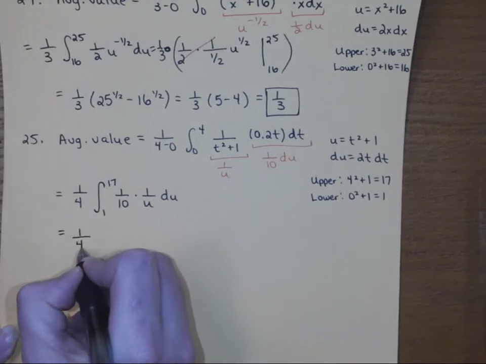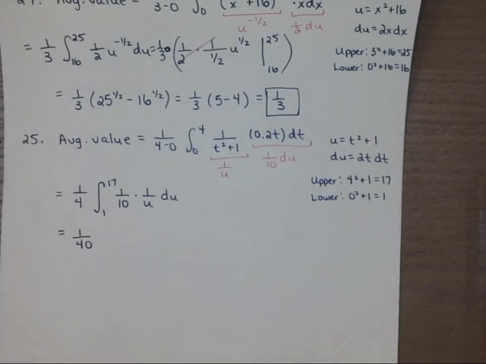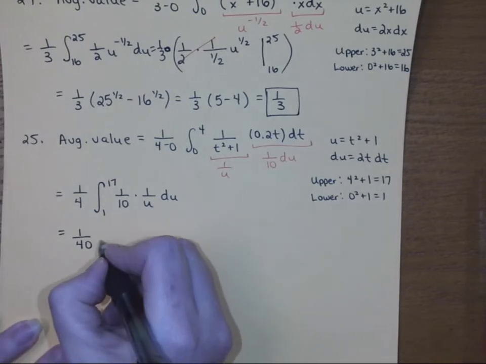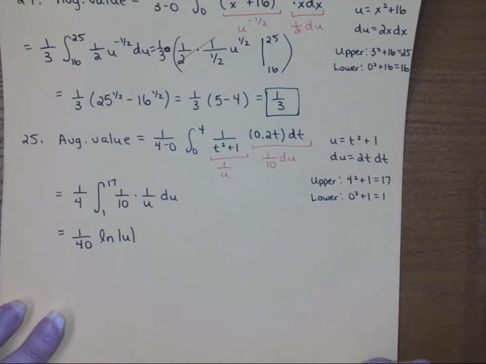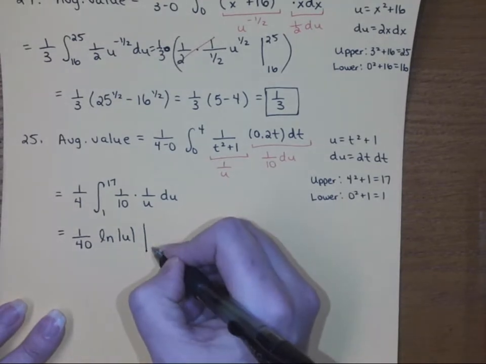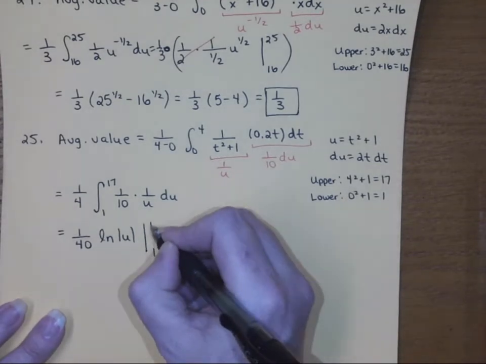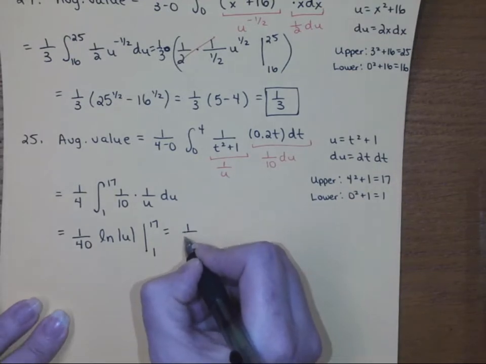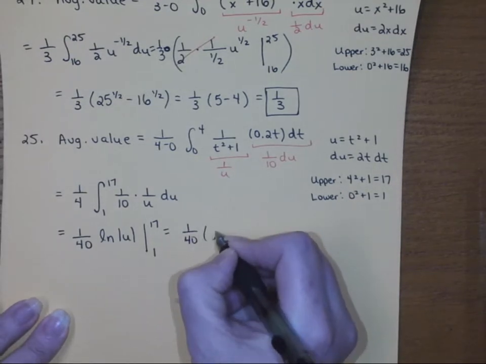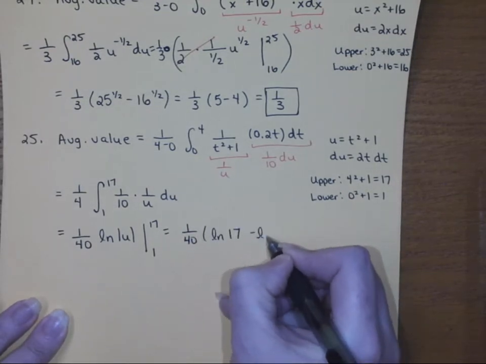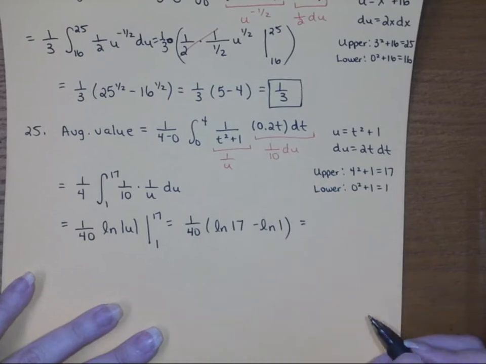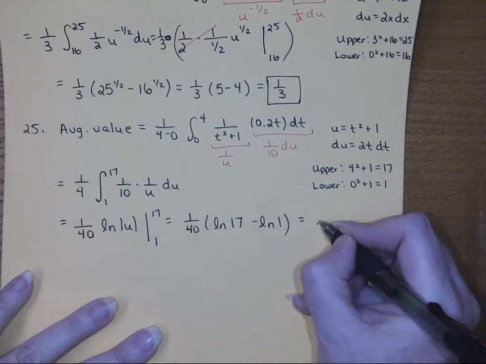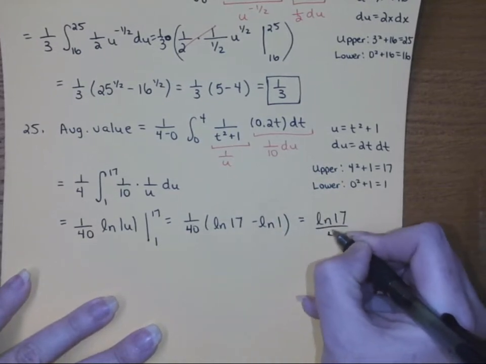So if I move the 1/10 and combine it with the 1/4, I get 1/40. And then the antiderivative of 1 over u is ln. And then evaluate that from 1 to 17. So you end up getting 1 over 40th, and then ln of 17 minus ln of 1. So the shorthand is, this is 0. The natural log of 1 is just 0. So you end up just getting the natural log of 17 over 40.